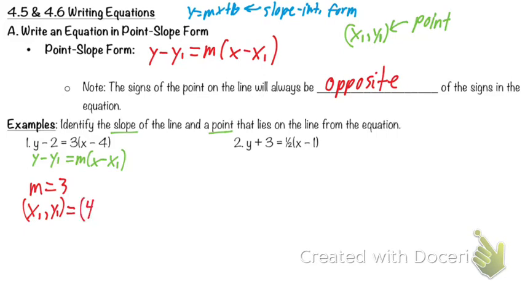But wait, it shows up here as x minus 4. But in our formula, it's x minus whatever x1 is. See, the actual point is the opposite sign there. And it's 4 comma what? 2. Very good. So the point is 4 comma 2. So the slope is 3, and a point on the line is 4 comma 2.